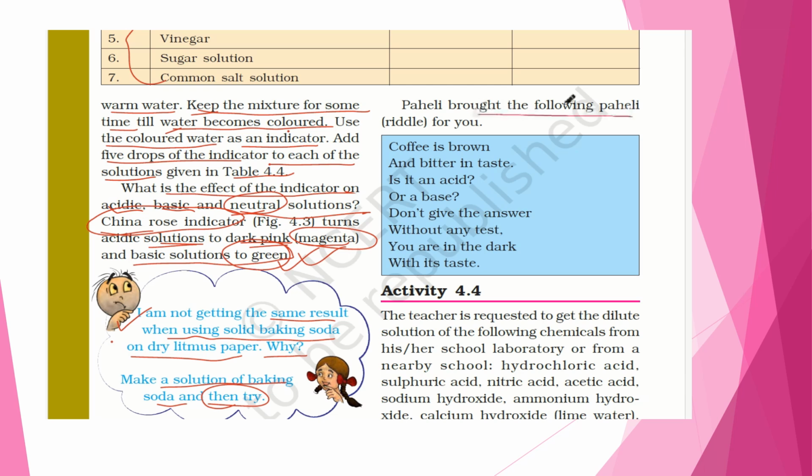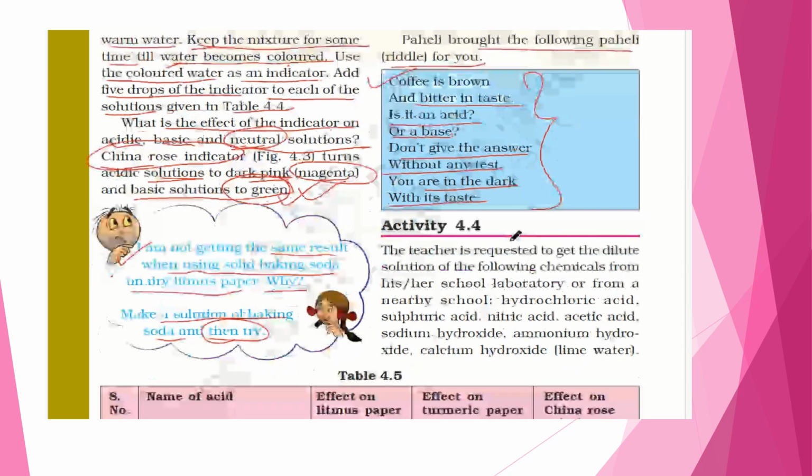Paheli brought the following riddle for you. Coffee is brown in color, it is bitter in taste. Is it an acid or a base? Don't give the answer without a test. You are in the dark without its test. So you can just make a solution of coffee. You can use any one of the indicators and see what result this coffee gives you. So you all have coffee at home, right?